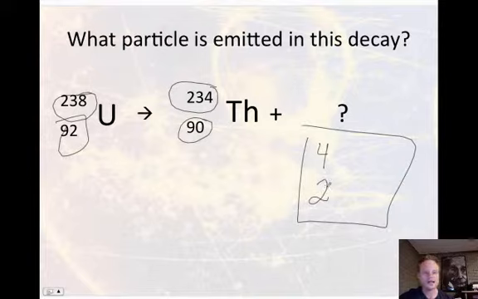If I look back at my notes, do I have anything that gives me 4 for a mass number and 2 for an atomic number? I think I do. That is called an alpha particle, and it looks something like this. This is basically a helium nucleus that has been emitted from this decay.